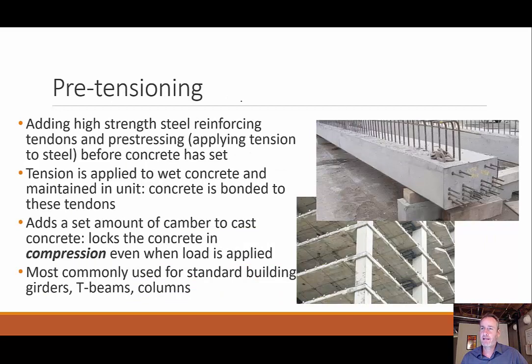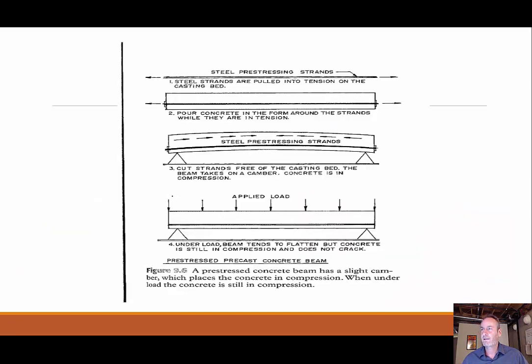So this is just a recap on the pre-tensioning. We're adding these high strength reinforcing tendons before the concrete is set, and then the tension is applied to wet concrete. Concrete is bonded to the tendons, and it locks into place, leaving that whole side in compression. Now this is usually used for girders, T-beams, or columns. And this is the overall process once again, where I'm pulling the strand, pour the concrete, then I release the tension on that strand, putting the concrete beam into compression.